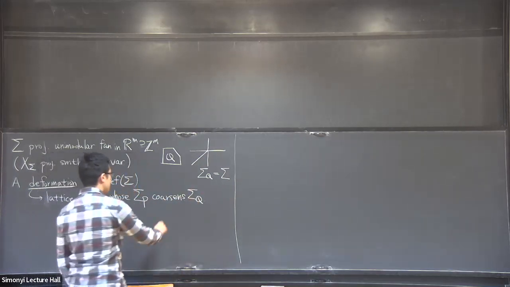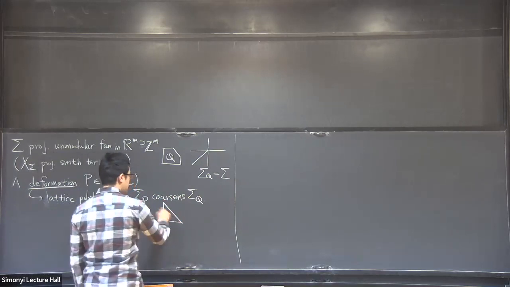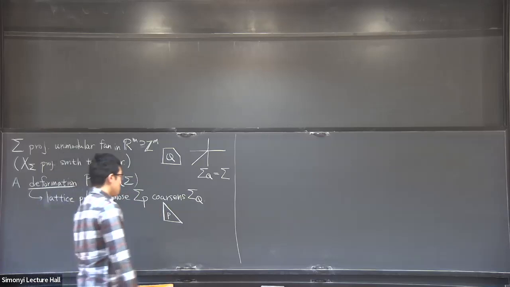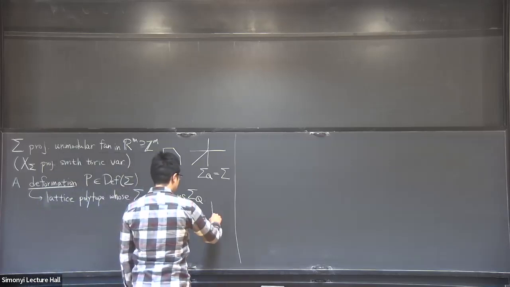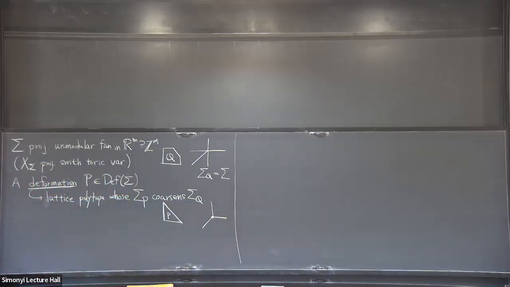So if I were to do an example, let's look at this P. Normal fan looks like so. I hope you agree that's a coarsening of the previous fan, hence P is a deformation. If you are thinking toric geometrically, we're thinking about a globally generated line bundle. But that doesn't mean much, no problem.